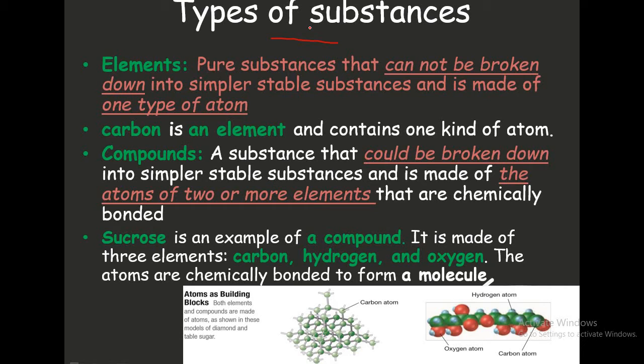Types of substance. Any substance, either element or compound, consists of molecules. So what's the difference between elements and compounds? An element is a pure substance that cannot be broken down into simpler, stable substances and is made of only one type of atom. Like oxygen, O2, the oxygen molecule, which consists of only one type of atom, oxygen, so it's an element.